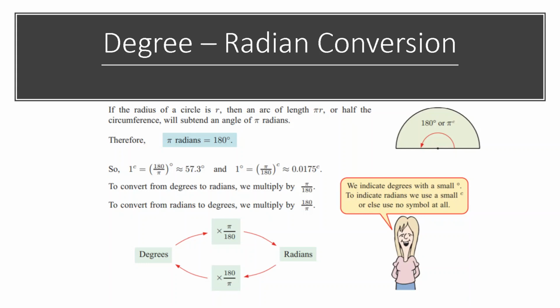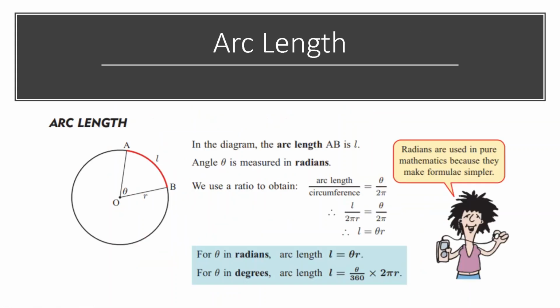To convert from degrees to radians, we multiply by pi over 180, and to convert from radians to degrees, we multiply by the reciprocal of that, so it's 180 over pi. This diagram will make it a bit easier for you to remember. Rather than remembering the actual values, remember how to derive the formula, and that will help you solve questions a lot faster.